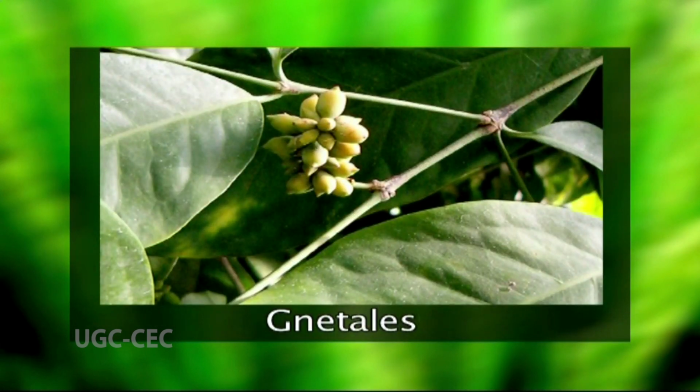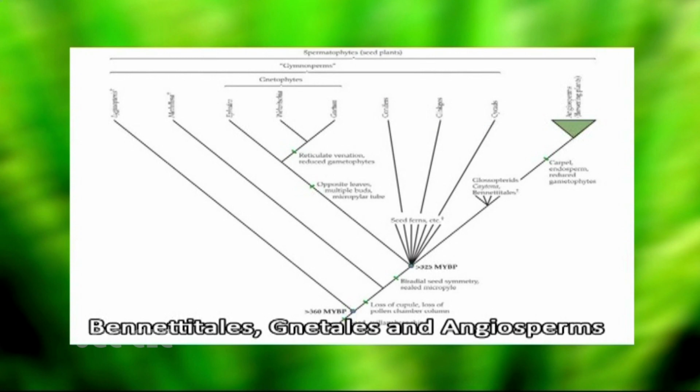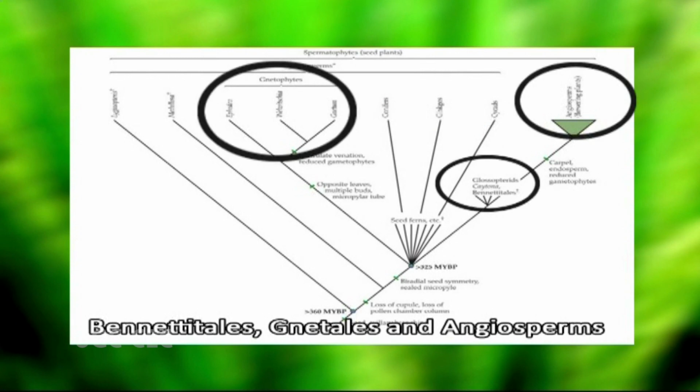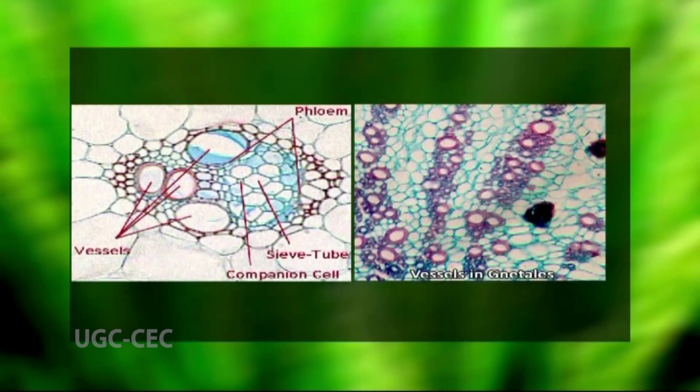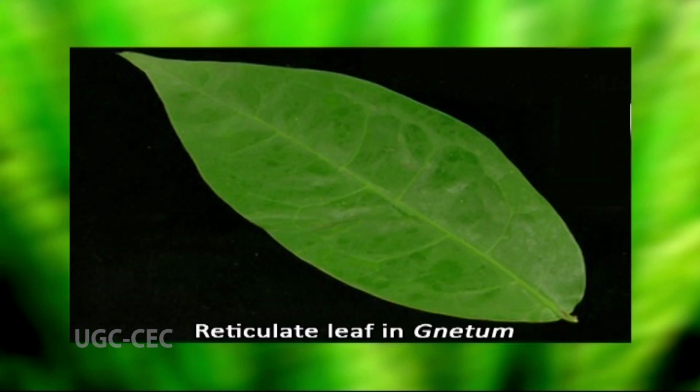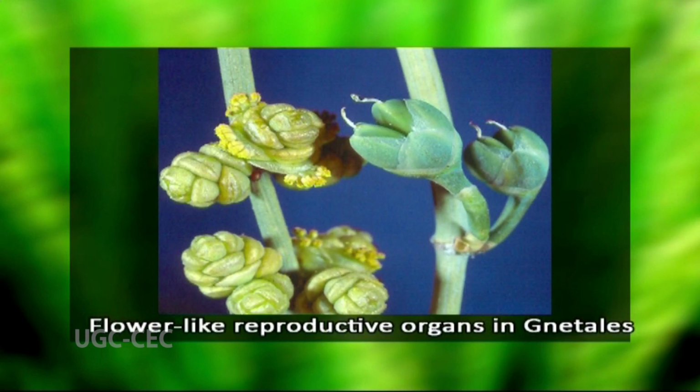Gymnosperms such as Gnetales, along with the already extinct Bennettitales, were widely believed to be related to the Angiosperms on the basis of several morphological similarities. Some of these morphological similarities are vessels in the wood. Both Angiosperms as well as Gnetales and the Bennettitales have vessels in their wood. One more similarity is reticulate leaves in Gnetum and also the flower-like reproductive organs.